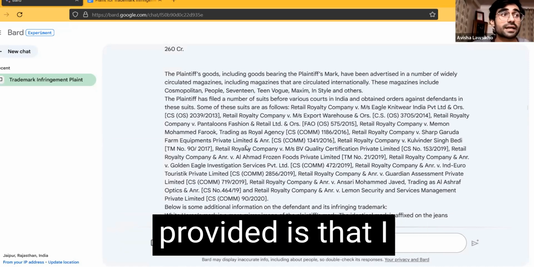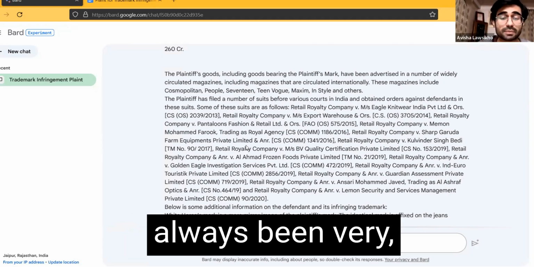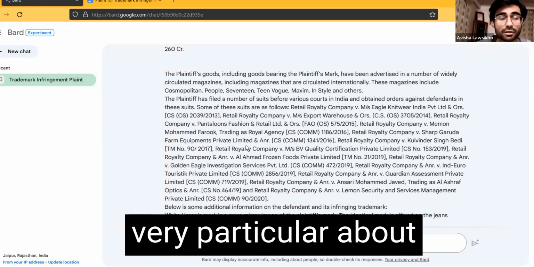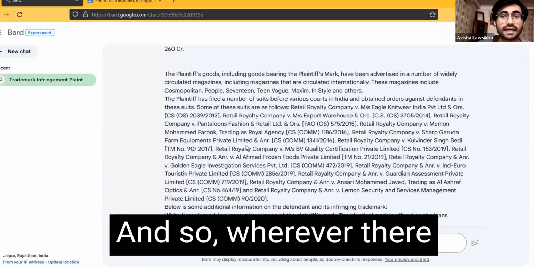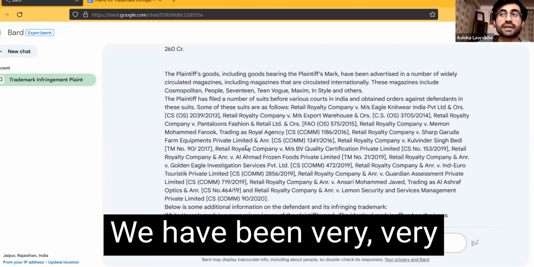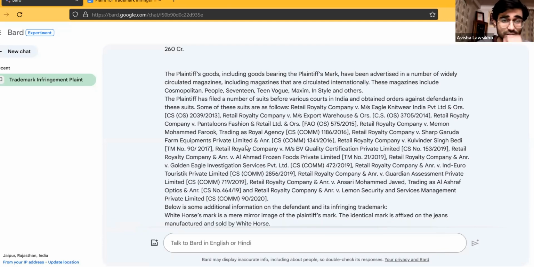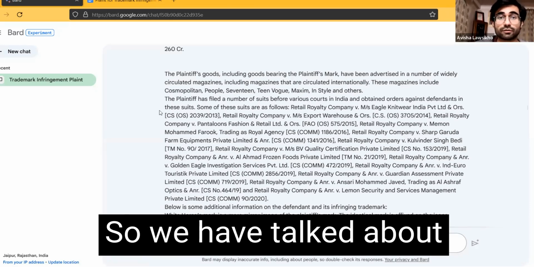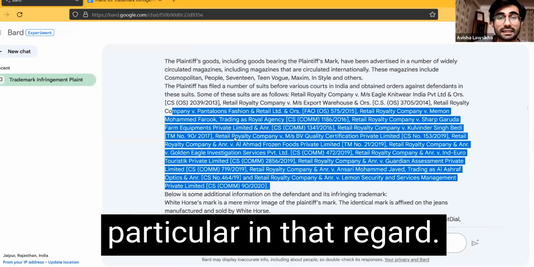Secondly, what I have provided is that I have talked about how the plaintiff has always been very, very particular about defending its trademark. And so wherever there have been any kind of issues of infringement, we have been very, very particular about that, and we have definitely sued the alleged infringers. So we have talked about how we have been very, very particular in that regard.